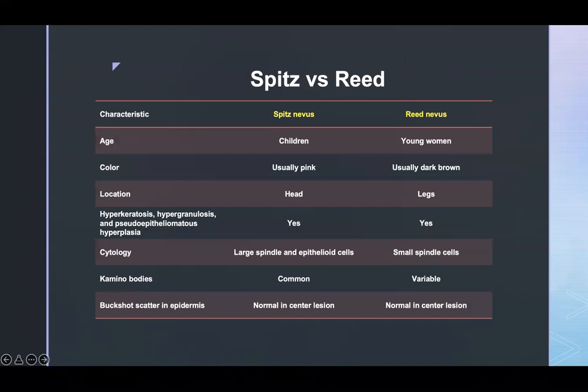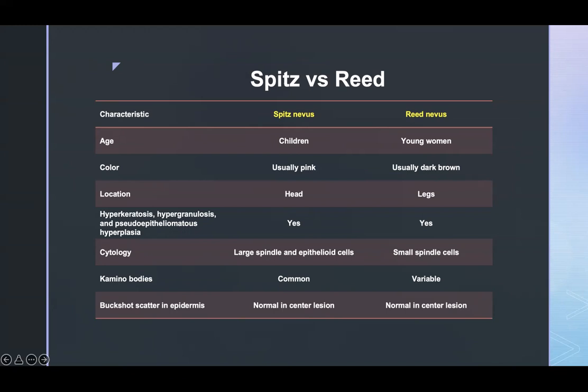So when you're comparing Spitz versus Reed nevi, it's important to think about the Spitz nevus being mostly in children, whereas the Reed nevi are mostly in young women. Spitz nevi are usually pink, whereas the Reed nevi are usually dark brown. Spitz nevi are usually located on the head, whereas Reed nevi are usually located on the legs. Spitz nevi usually display hyperkeratosis, hypergranulosis, and pseudoepitheliomatous hyperplasia, as do the Reed nevi.